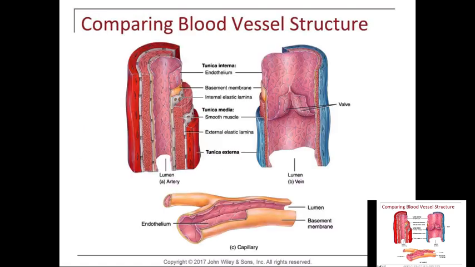So again, if we want to look at those three layers, we'll see we have the tunica interna or tunica intima. That's made up of endothelial cells. You can see it's one cell layer thick. They are simple squamous epithelium, very good for the diffusion of gases in or out. On the left-hand side here, you can see there's an artery, and then the right-hand side is a vein. They all have the same three layers: the tunica media or musculosa, which is smooth muscle, and then we have the tunica externa.